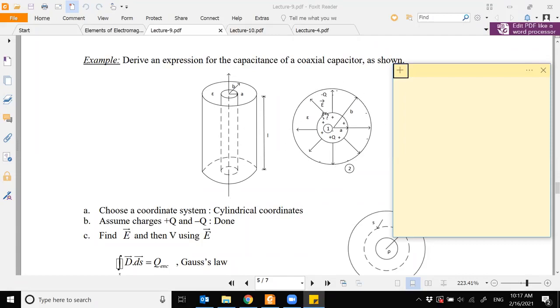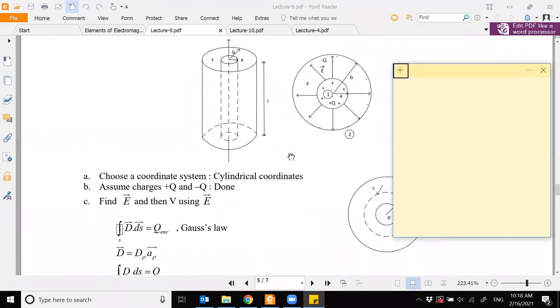So if you see here, this is my central conductor, which is kept at a charge of positive Q. And this is the outer conductor, which is kept at a charge of minus Q. And remember, when I'm putting this minus, I'm referring to this minus on the conductor, because in this region, you will not have any charge, because this is a dielectric region. Your charge is on the inner conductor and the outer conductor.